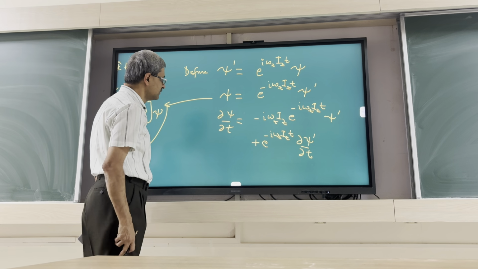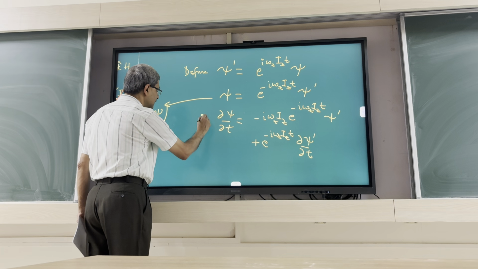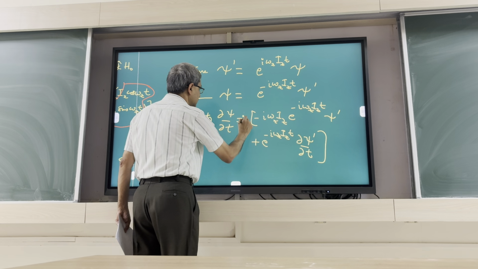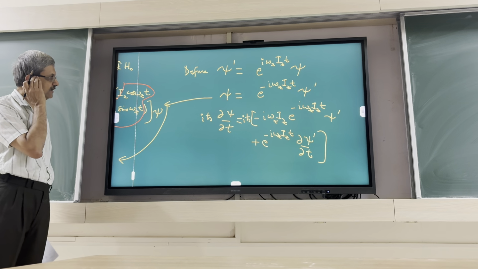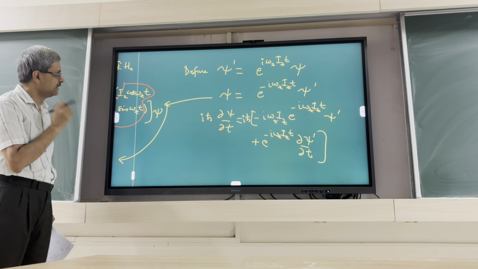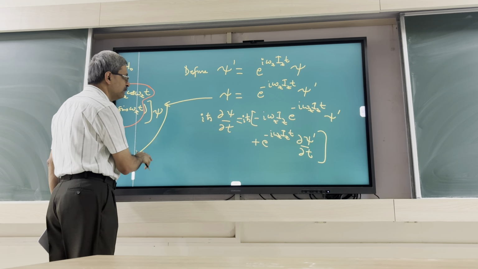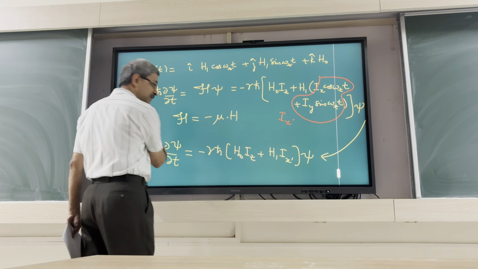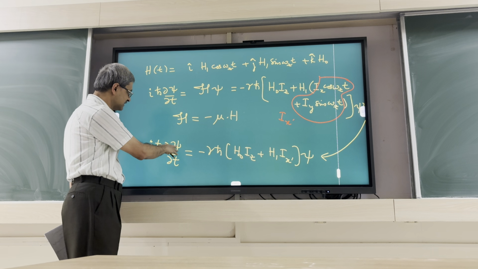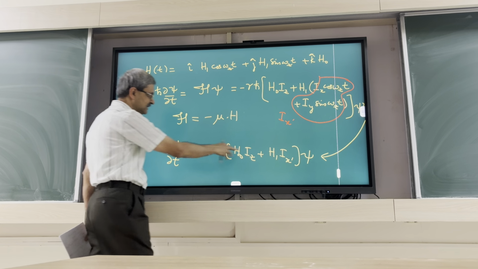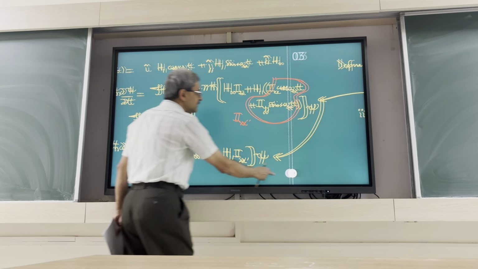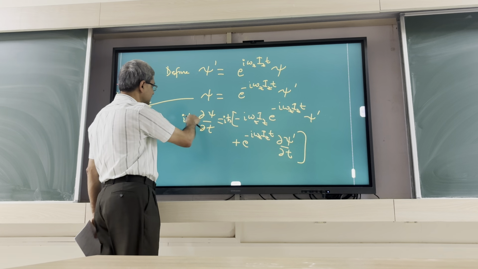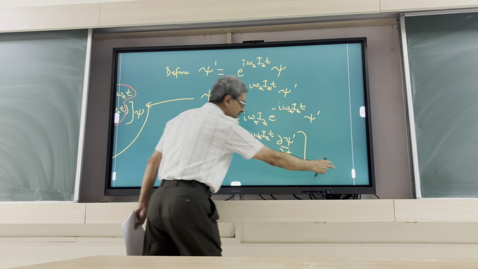Okay, so if I now do I-bar on this side as well as I-bar on this side, then I can replace my left hand side, right? Here in the left hand side I have this I-bar del psi del t. So writing psi in terms of psi prime, I can replace that here also. So I can get an equation only in psi prime, right? This is I-bar del psi del t, it has something psi prime, something del psi prime del t.